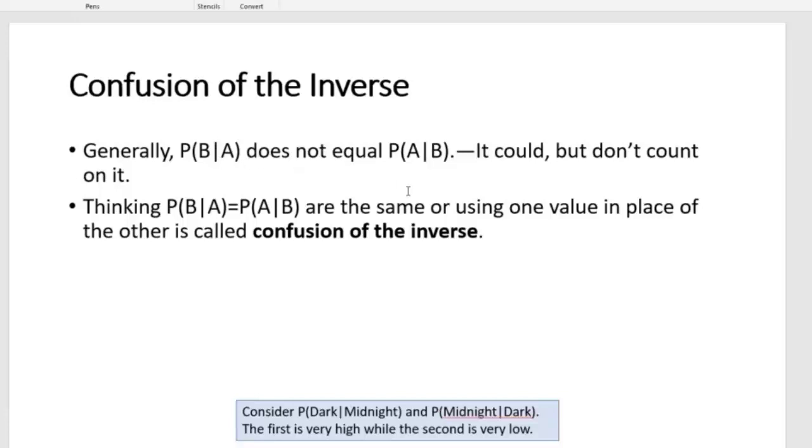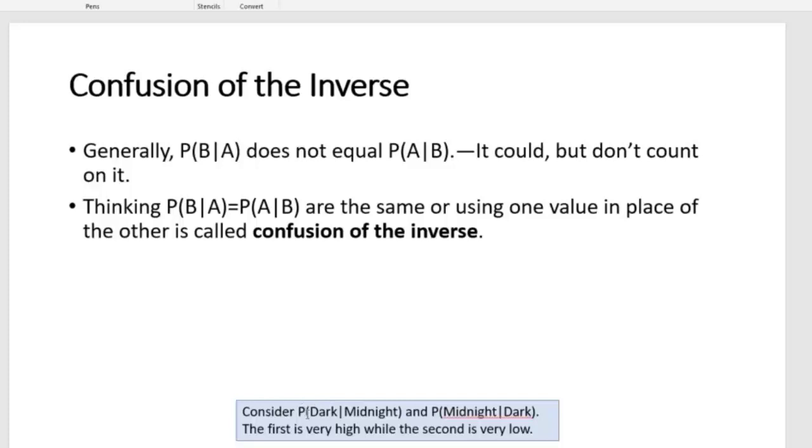The probability of B given A is not expected to be the same as the probability of A given B. I mean, there's a fluke where it could be the same, but you should not count on that, and that sort of confusion is called confusion of the inverse. If you look right down here, the probability of dark given it's midnight and the probability of midnight given that it's dark, well, that would mean if it is midnight, you've already been given that it's midnight. If it is midnight, you know the sun's not out, there's a really good chance it's dark, okay?